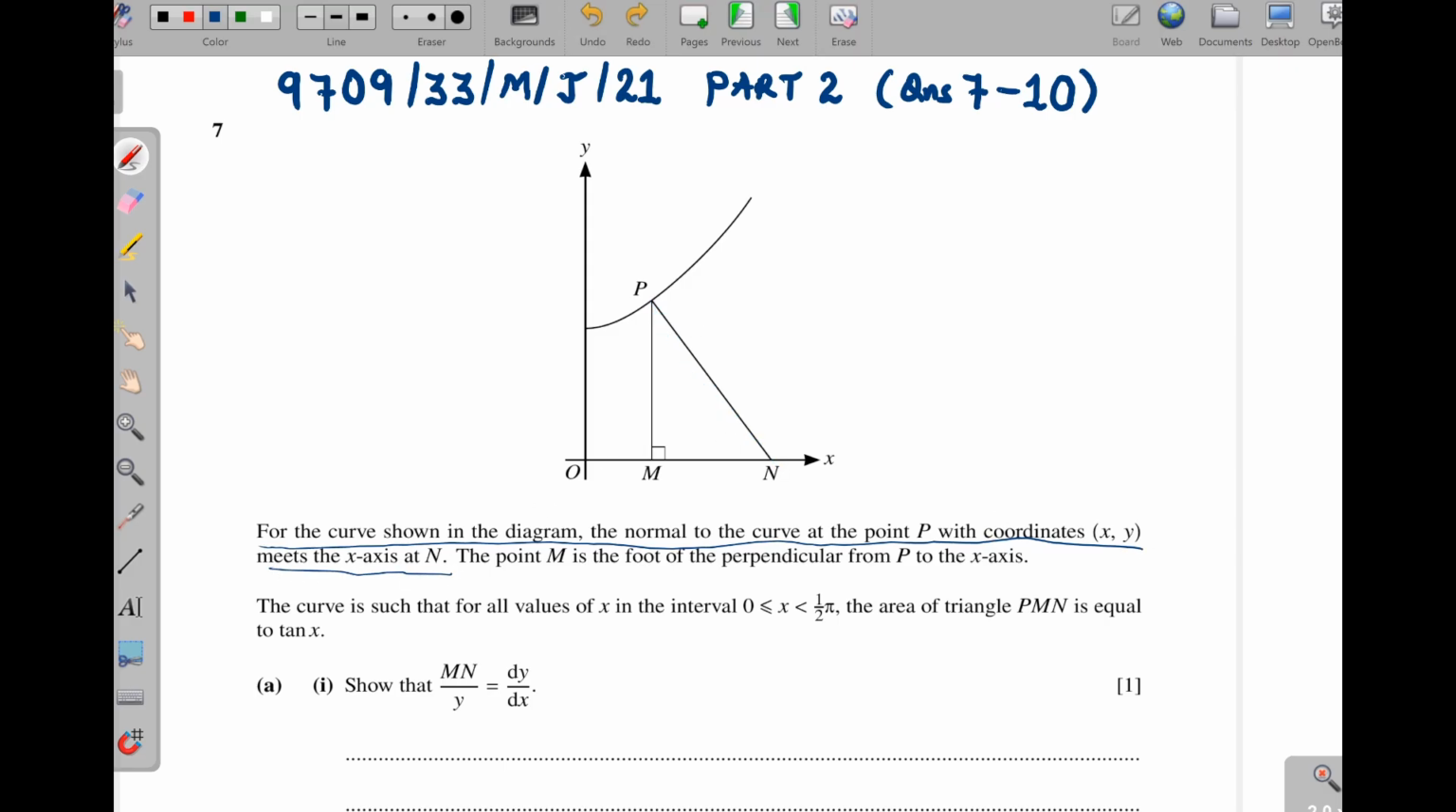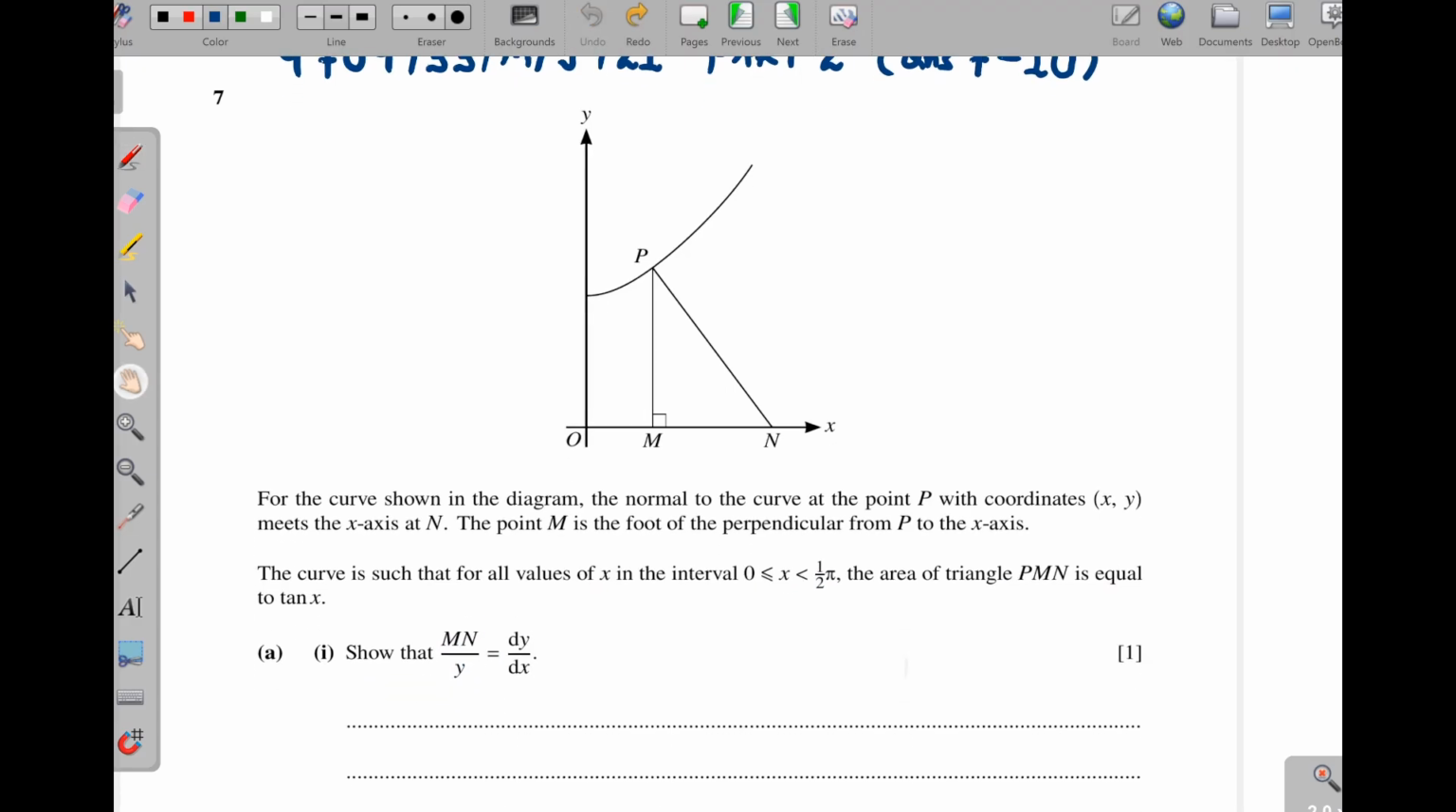The normal. You see, a normal is that line which is perpendicular to the tangent. So this is a tangent, then the normal is always perpendicular to that tangent. Then they say that the point M is the foot of the perpendicular from P to the x-axis. The curve is such that for all values of x in the interval 0 to pi over 2, the area of the triangle PMN is equal to tan x. But Roman 1: show that MN over y is equal to dy/dx.